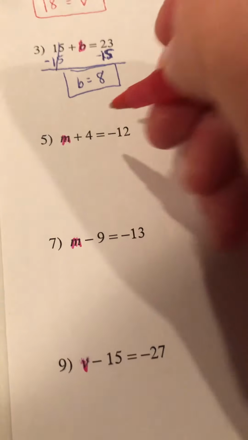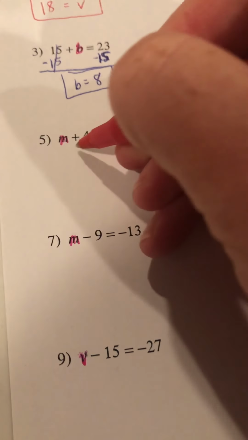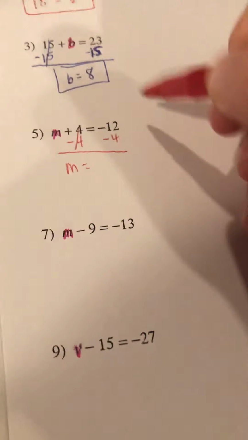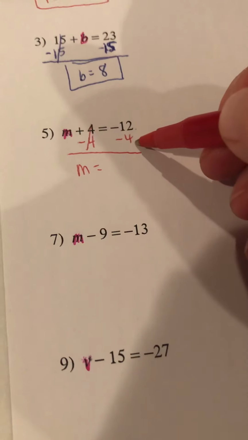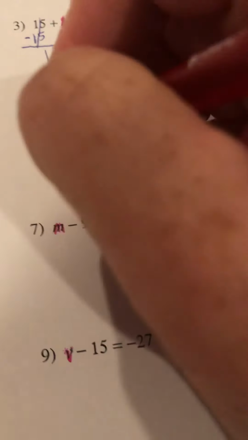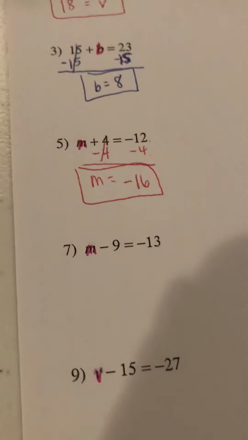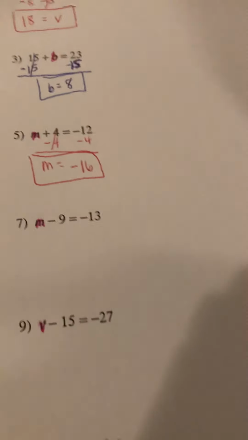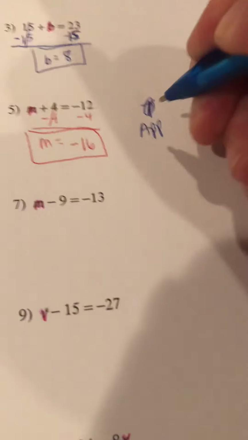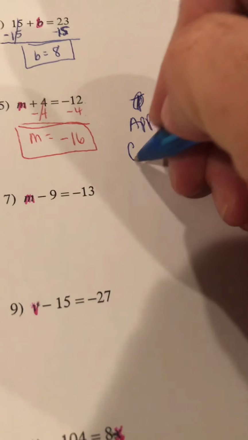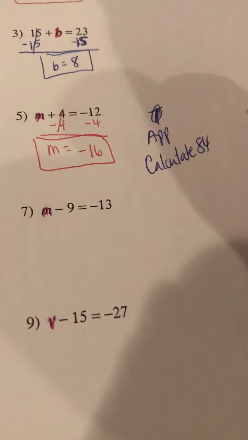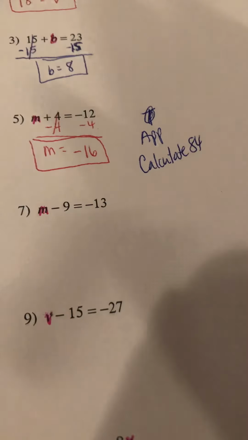Okay, hopefully you paused and unpaused, but that says m plus 4, so we're going to subtract 4. Now this is a little tricky. We have a negative 12 minus 4, so the same direction there, so that's actually going to be a negative 16. You're welcome to use your calculator. We strongly suggest it. In fact, if you haven't already, there's in the App Store for Android and iPhone, you can get Calculate 84, all one word like that, and it will give you the calculator that we use in class.